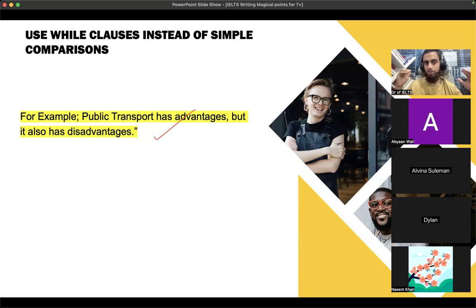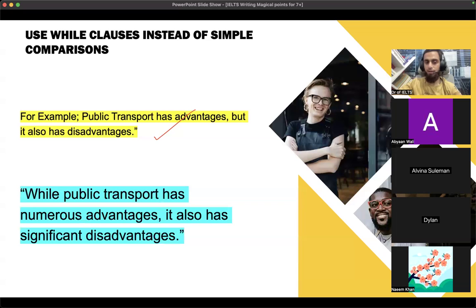Now both the concepts are okay, but the one who uses some synonyms and advanced words is considered to have good command, the most advanced person in the English language, right? Now, how to say this sentence in front of you on the screen in a better way by using the while clause? Here it is. While public transport has numerous advantages, it also has significant disadvantages.